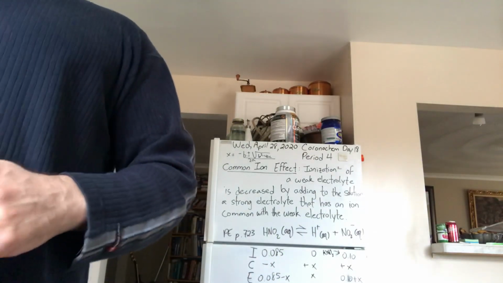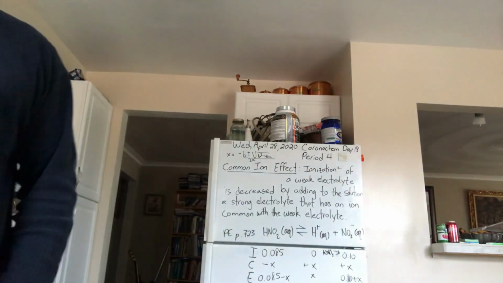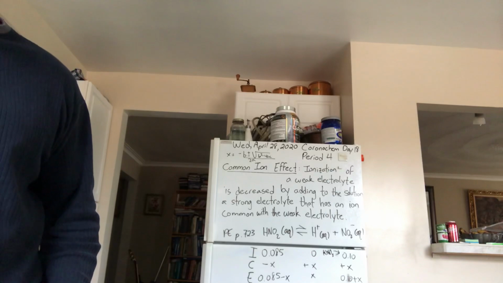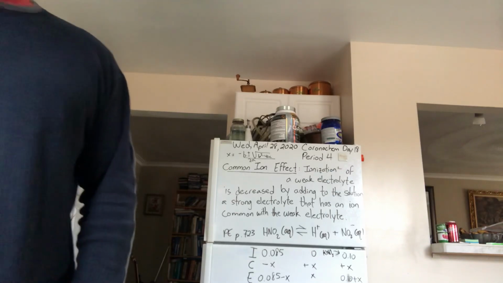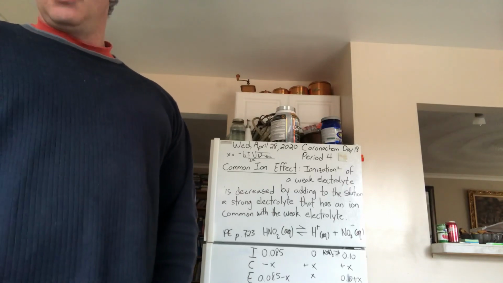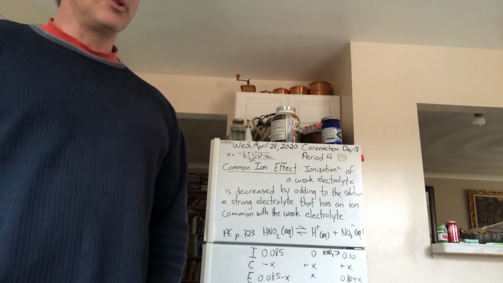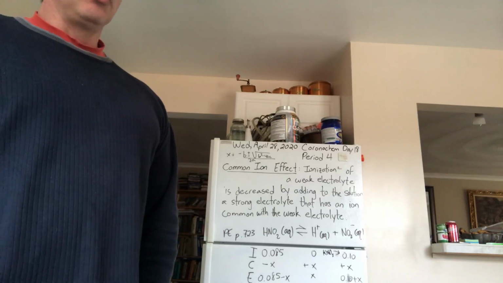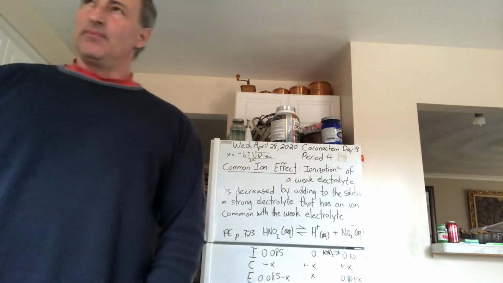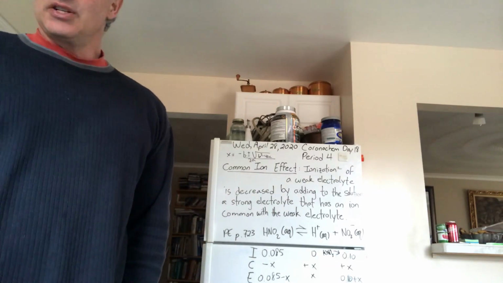The next idea I want to mention is buffers. Buffers are when substantial amounts of a weak acid and its conjugate base are added to a solution. Then what you get is a buffer. Buffers resist changes in pH in both directions. They're useful for maintaining a pH at a specific level so that you can regulate the speed of certain reactions.